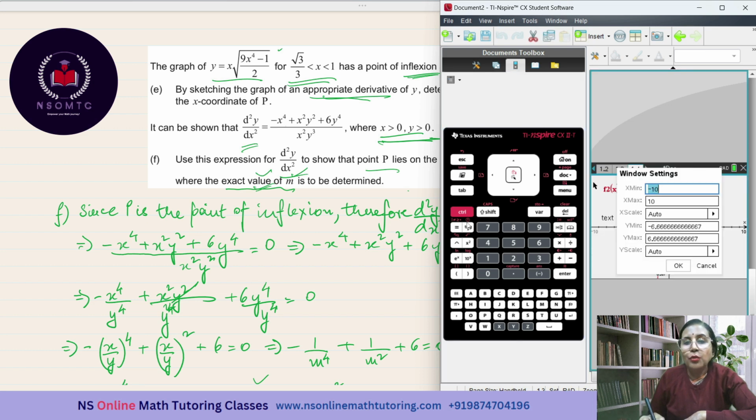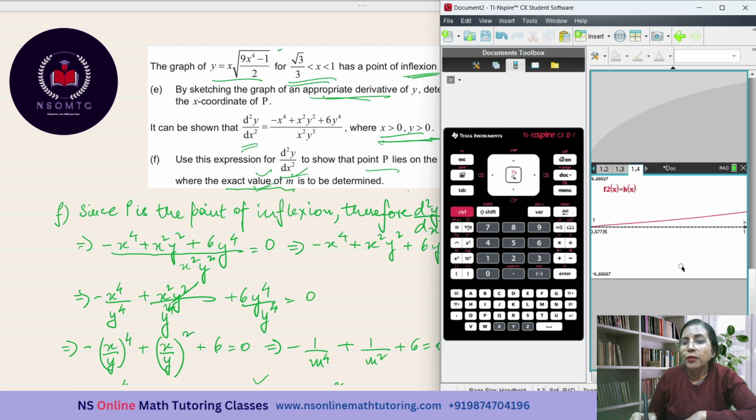It is root 3 divided by 3, and this one is 1. Okay, and let's see what happens. Okay, so this is the graph between root 3 over 3 and 1. And so you are seeing the y values are all positive, and as x value is increasing, the y value is also increasing. So this means the gradient will be positive number.